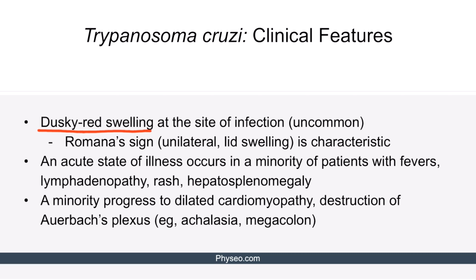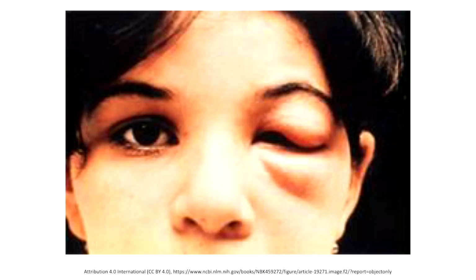What you'll see is a unilateral lid swelling, and that's characteristic for acute Trypanosoma infection. So here's an image showing Romaña sign. See, it's on one side, and it's lid swelling, and that's characteristic of an acute infection, sometimes called Chagas disease.